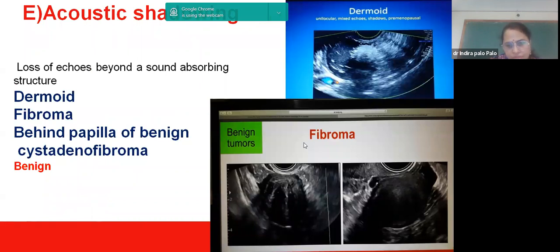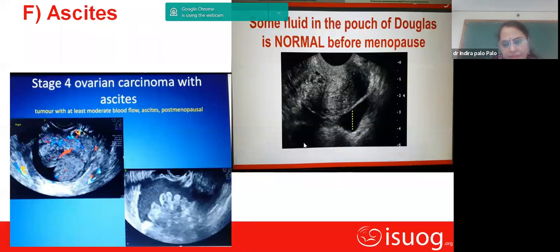Presence of acoustic shadowing is a benign feature, it is a good thing, and it appears in a dermoid, and behind papillae of benign cystadenoma fibroma, you can get acoustic shadowing. Acoustic shadowing is that you get loss of echoes beyond a sound absorbing structure. Here the dermoid mass consists of sebum, tooth, or hair, and beyond that there is loss of echo, and there will be acoustic shadowing. Acoustic shadowing suggests a benign lesion.